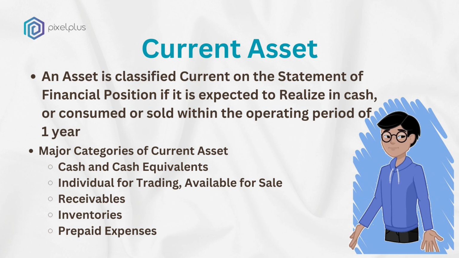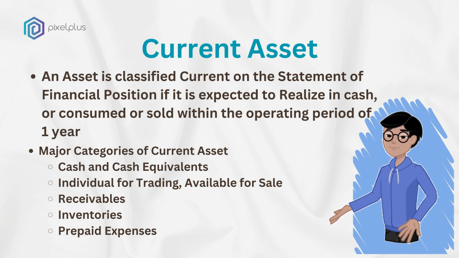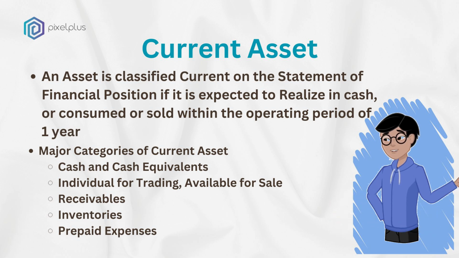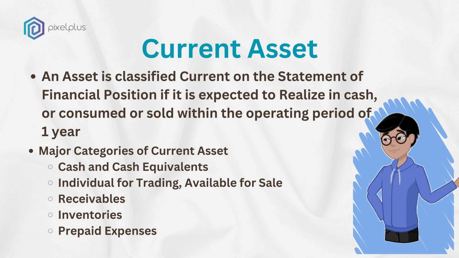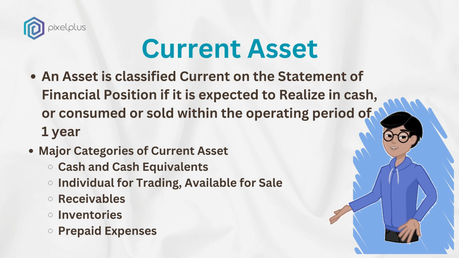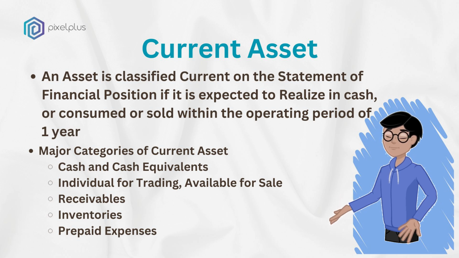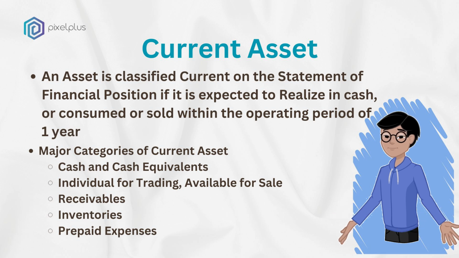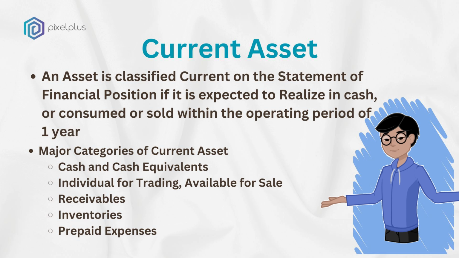Now, there are some examples of current assets. What are cash and cash equivalents? Cash, we know what it is, but cash equivalents are things like bank checks, or anything that is equal to cash and very easy to convert into cash. Second are investments held for trading or available for sale. Then there is receivables. For example, we have sold something to a person, but they have not paid us. So this receivable is also our asset until they pay.